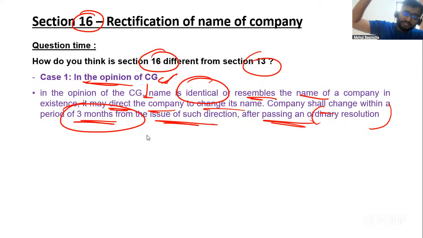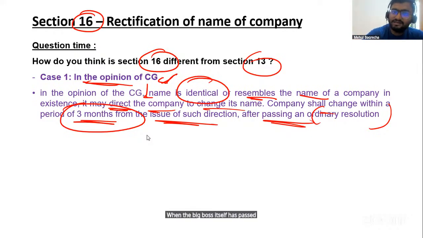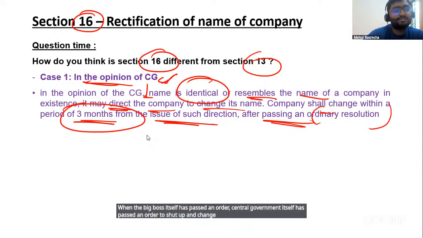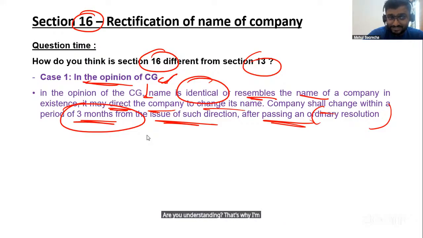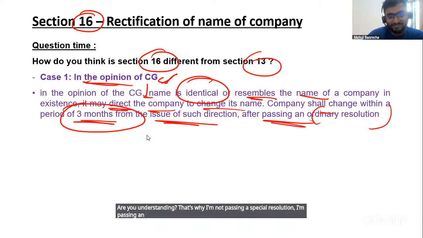When the big boss itself, the central government itself, has passed an order to change the name, who are the shareholders to decide in that case? Are you understanding? That's why I'm not passing a special resolution. I'm passing an ordinary resolution. Making sense? Everyone understanding, is it logically making sense?